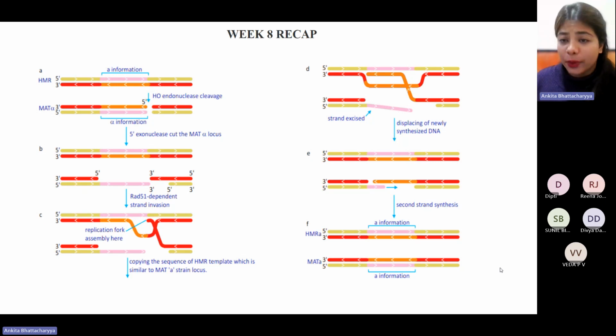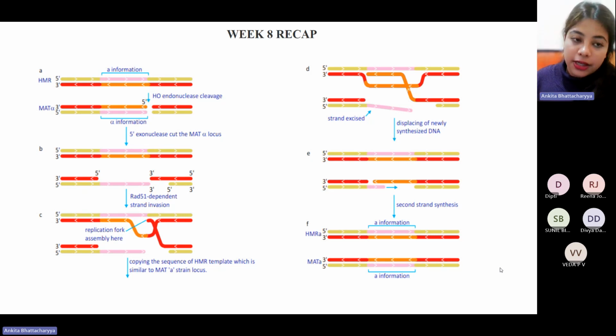If you remember, this was the exact way in which recombination in general occurs within cells as well. After this cleavage has occurred, the other strand would be digested, and there is the involvement of RAD51, which forms that nucleoprotein filament, which will invade into the other strand. The other strand is the template, which has the HMR region, which carries the A information, as you can see in figure C. Upon invading, it will find a region of homology, and upon finding that region, it will start to replicate.